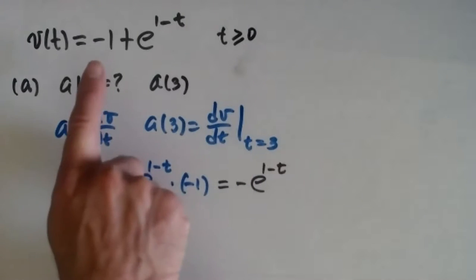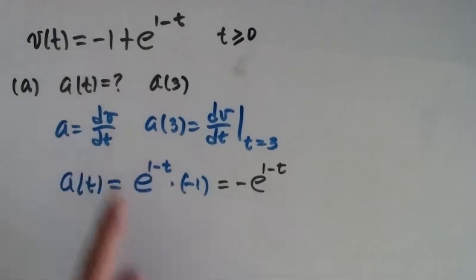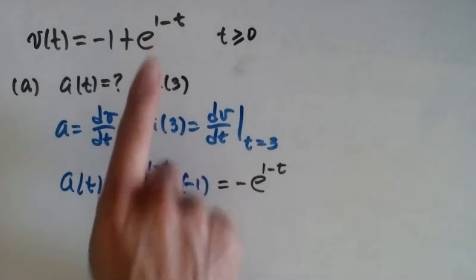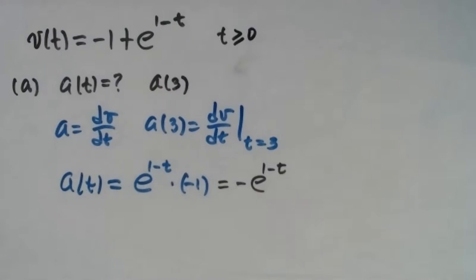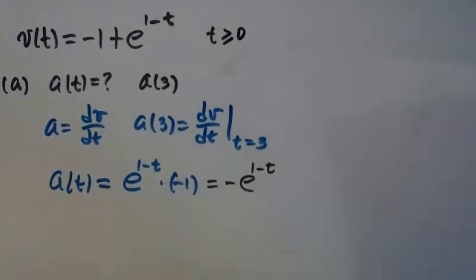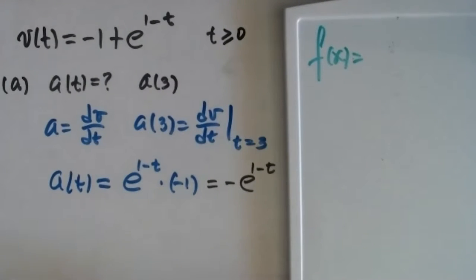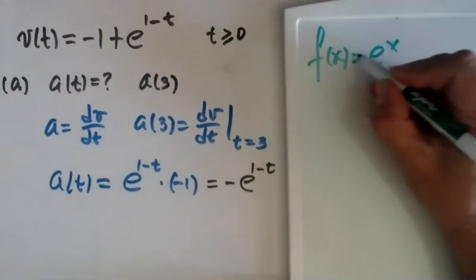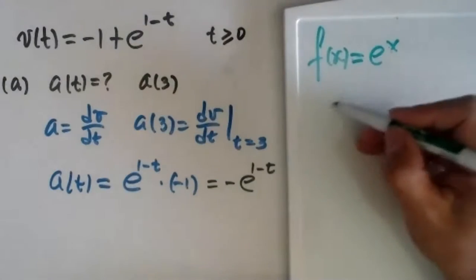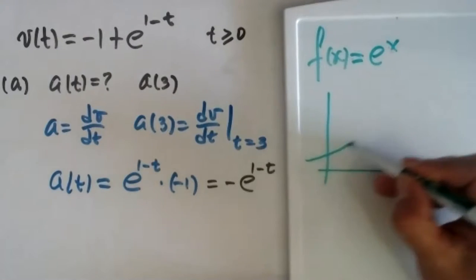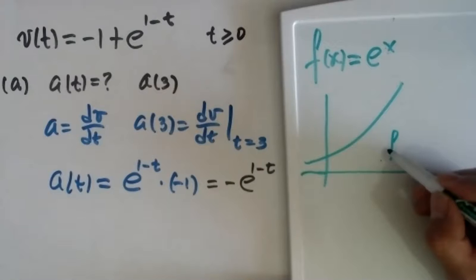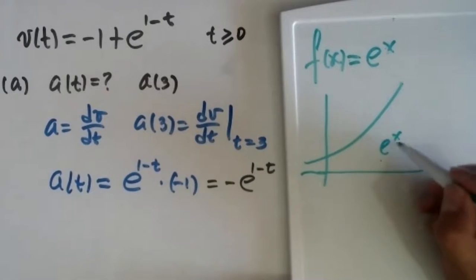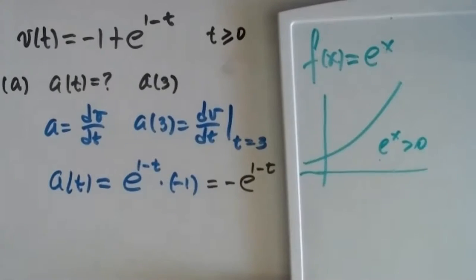The derivative of this function is easy. The derivative of -1 is 0, and the derivative of the exponential is the same thing, times the derivative of the top one. So we have -e to the 1 minus t. Now, the point to answer questions is to recall what happens with the exponential function. If you have e to the x, this graph is always like this, correct? So e to the x is always positive, correct?